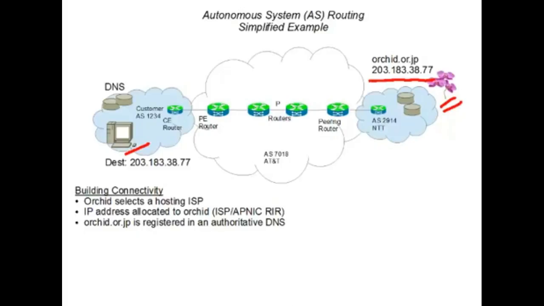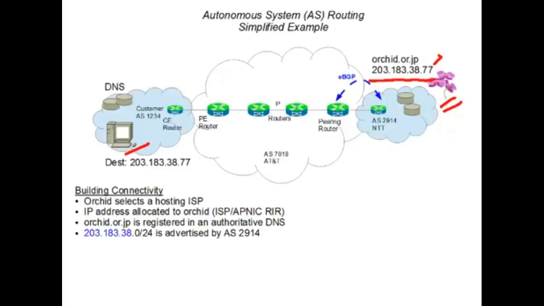The next thing that needs to happen, once that address is allocated, and here's the IP address, is that it has to be registered in an authoritative DNS. That's done so that all the other DNSs on the internet can find the IP address through the process that was described in the previous session.